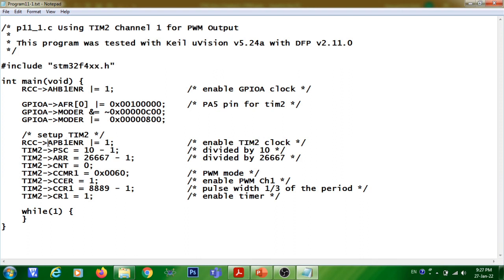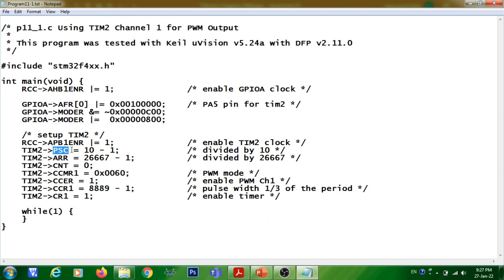How will you do that? APB1 ENR equal to 1. Previously it was AHB1 ENR for enabling GPIO. Now it is the APB1 ENR 0th bit you are setting in order to enable the clock for timer 2, because timer 2 is connected to the APB1 bus interface. Then I am configuring the prescaler as 9.